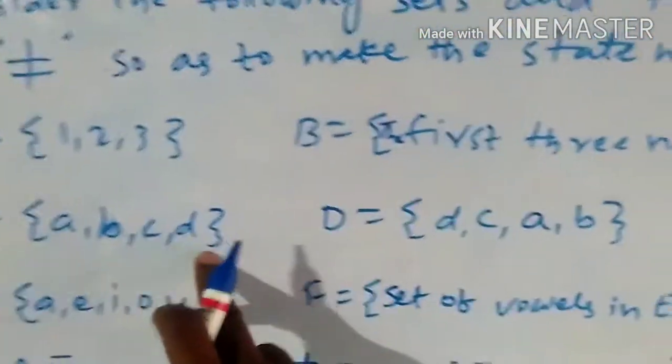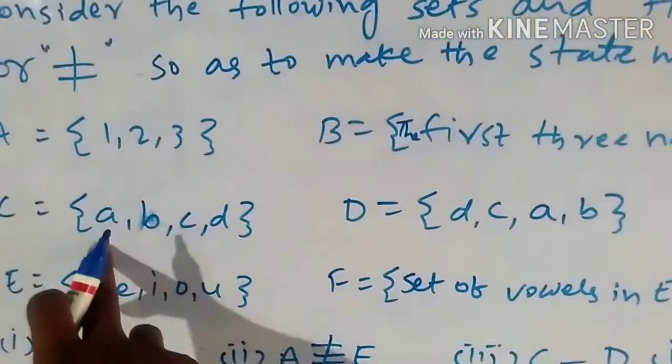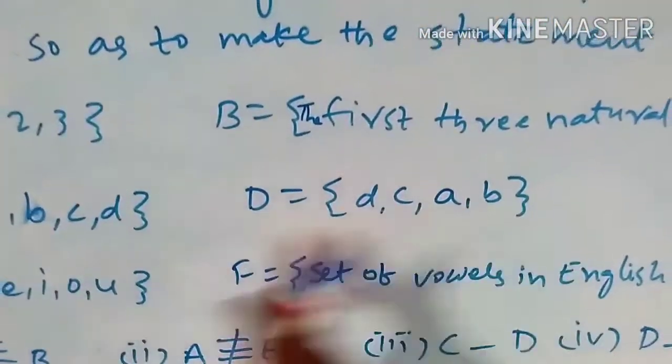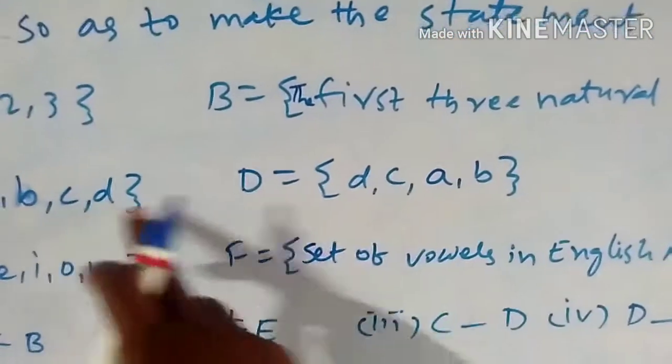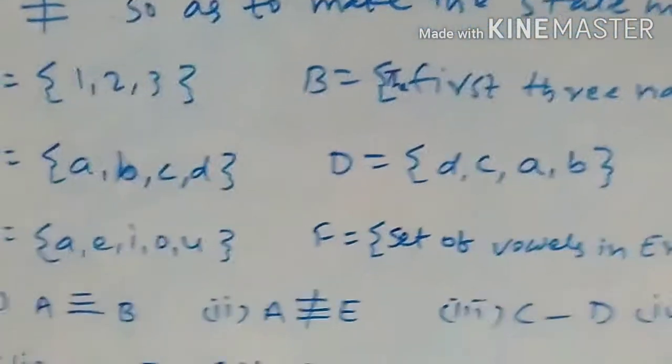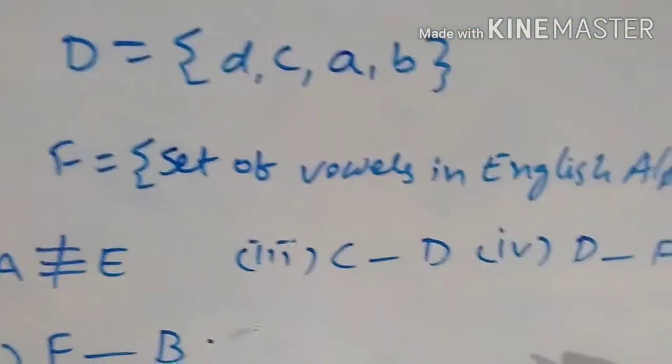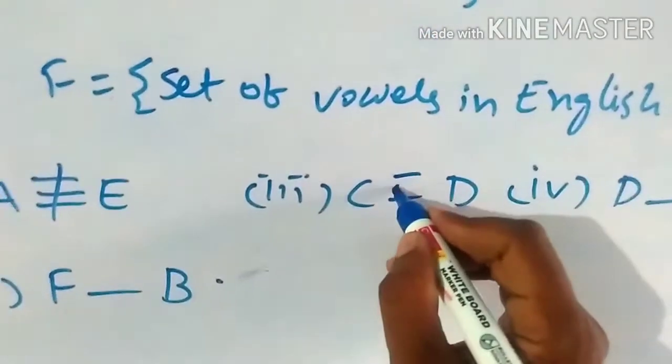Next, C and D. C is equal to {A, B, C, D}. D is equal to {D, C, A, B}. See, in C, A is there, in D also. B, B, C, C, D, D. So all the elements in C and D are the same. So C is equal to D.